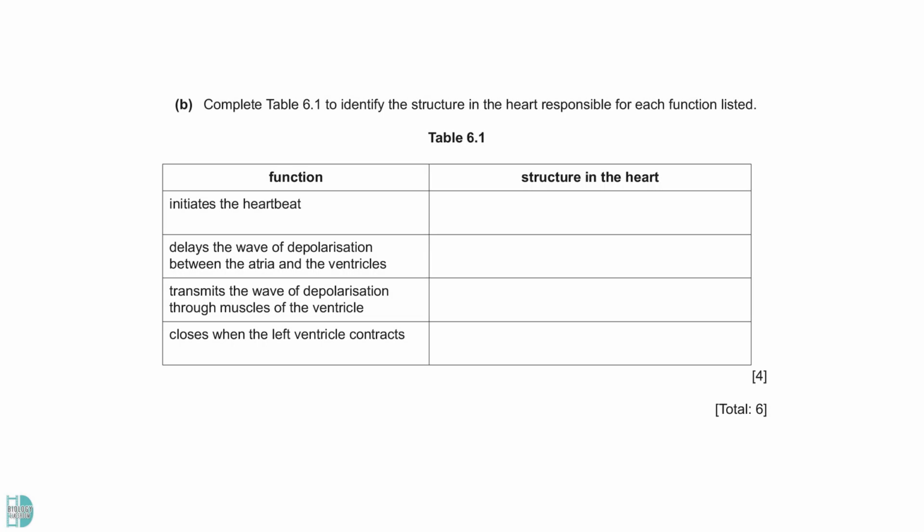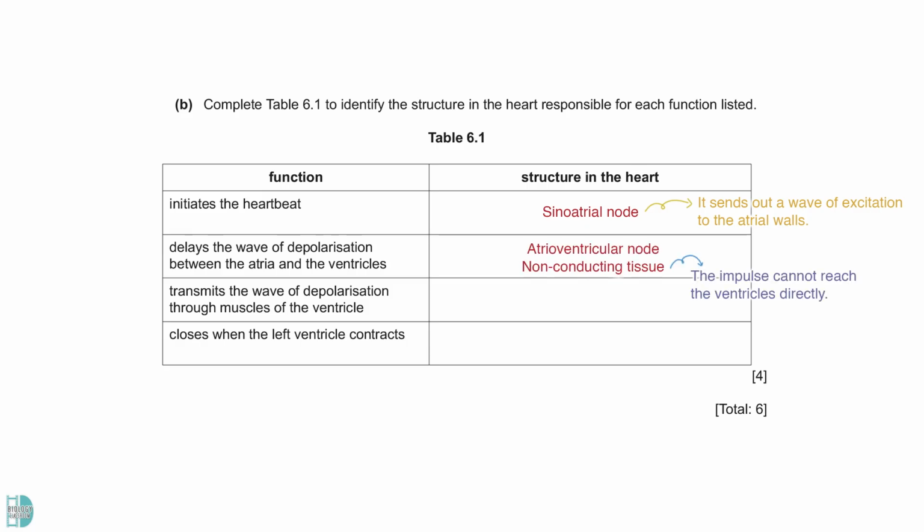B. Complete Table 6.1 to identify the structure in the heart responsible for each function listed. The sinoatrial node initiates the heartbeat by sending out a wave of excitation to the atrial walls. The impulse cannot reach the ventricles directly, as there is non-conducting tissue between the atria and the ventricles. AVN is stimulated to relay the impulse to the bundle of His. This causes a delay between the depolarization.